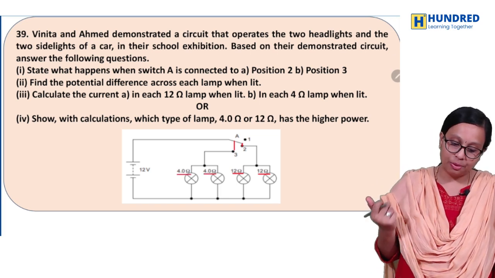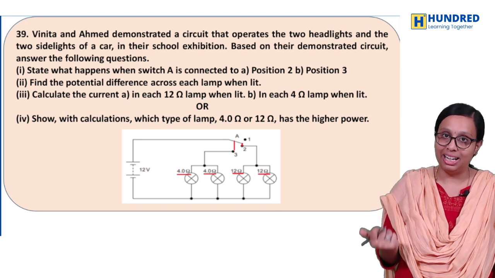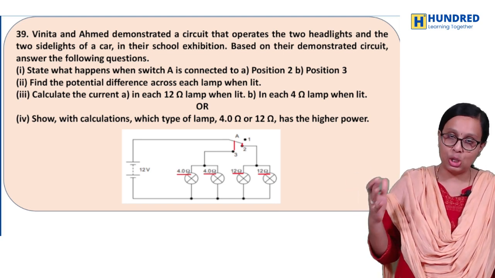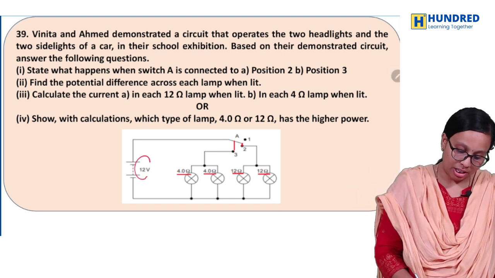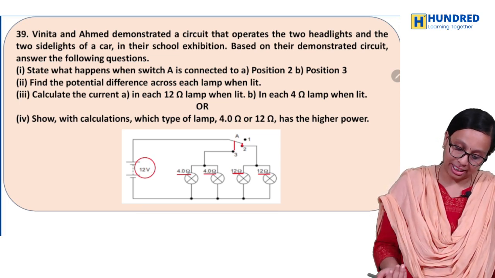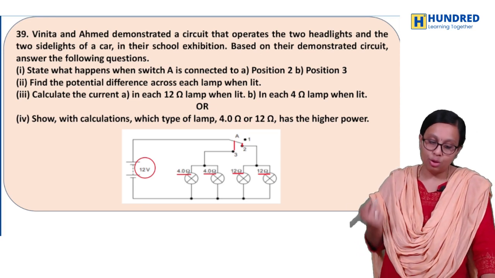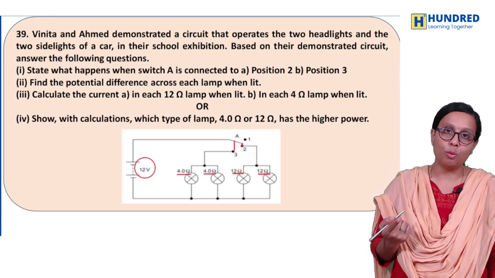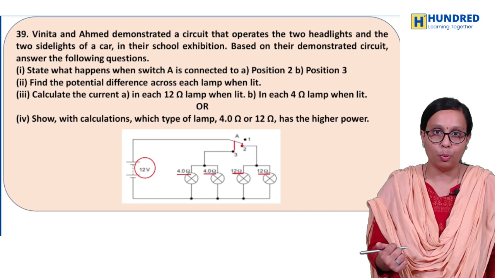Find the potential difference across each lamp when lit. So these are all parallel connections. So in parallel connection, the potential difference will not change. So it's going to be 12 volt. And then calculate the current. So you know the resistance value, you know the potential value. You can use Ohm's law, V is equal to IR, and find the value of current.